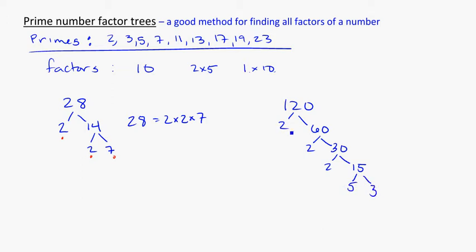And 15 cannot be divided by 2, but it can be divided by 5 and 3. And now we've got 2, 2, 2, 5, and 3. Those are all individual prime numbers, so that's a complete prime factor tree. So we could say that 120 is equal to 2 times 2 times 2 times 5 times 3.